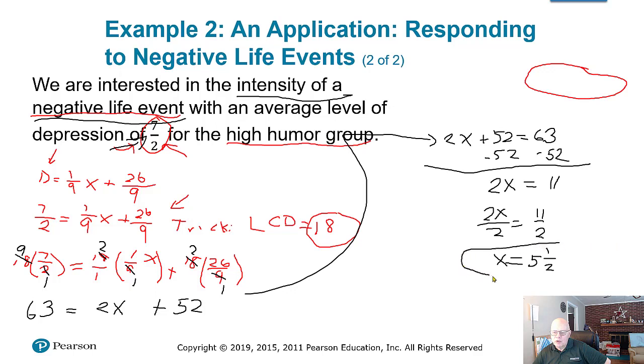So you would want to write this answer as: the intensity of a life event is 5 1/2. That will cause a depression level on the average of 7 halves. For the high humor group, all of that needs to be in there.